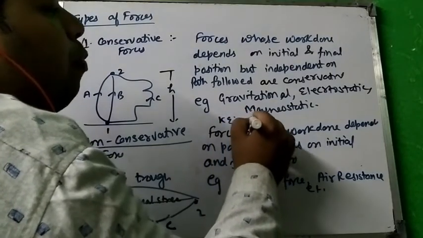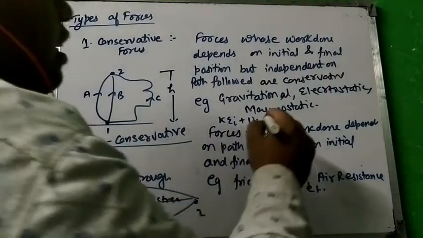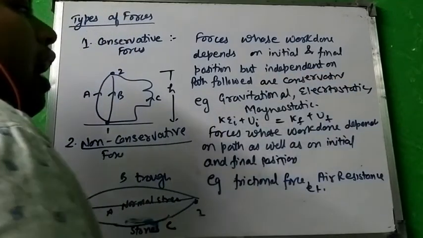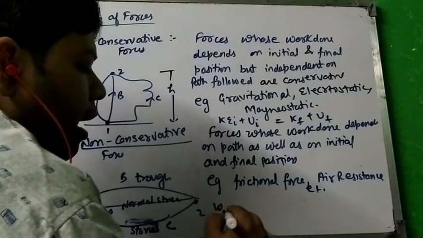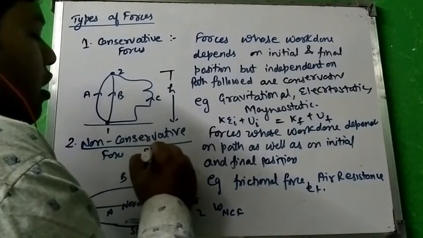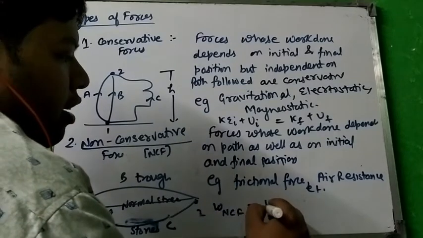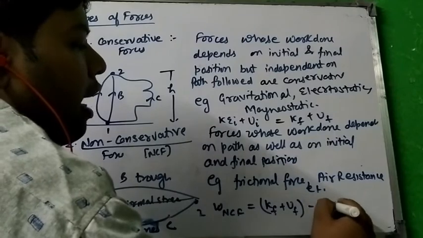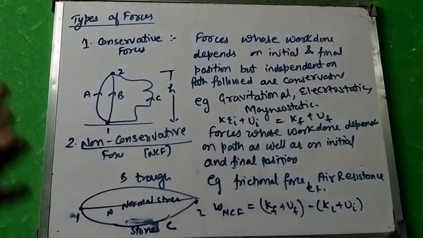So बच्चे, when conservative forces are acting, then you can always apply the formula: kinetic energy initial plus potential energy initial is equal to kinetic energy final plus potential energy final. U is the symbol of potential energy. And when non-conservative forces are acting, then you can apply the formula: work done by NCF, where NCF stands for non-conservative force, is equal to the change in energy: kinetic energy final plus potential energy final minus kinetic energy initial plus potential energy initial. Maximum questions of this chapter will be solved by only these two formulas.